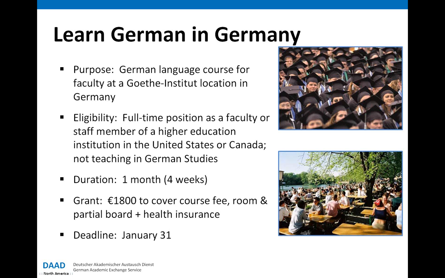It's 1 month. It's at a Goethe Institute location in Germany. I believe you do have the choice to choose your own, which Goethe Institute location you want. We cover the course fees. We cover partial room and partial board and health insurance. The lump sum is 1,800 euros for that 1 month. The deadline you have a little bit more time on, January 31st.